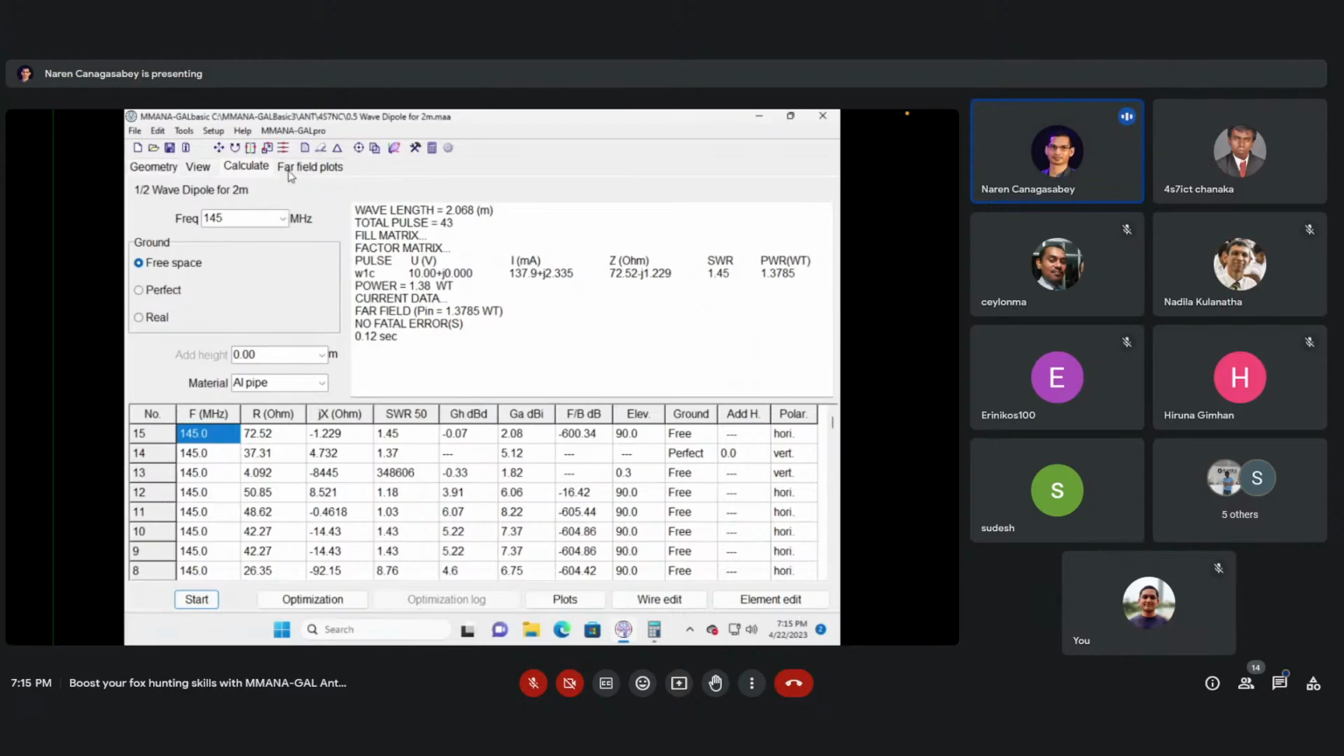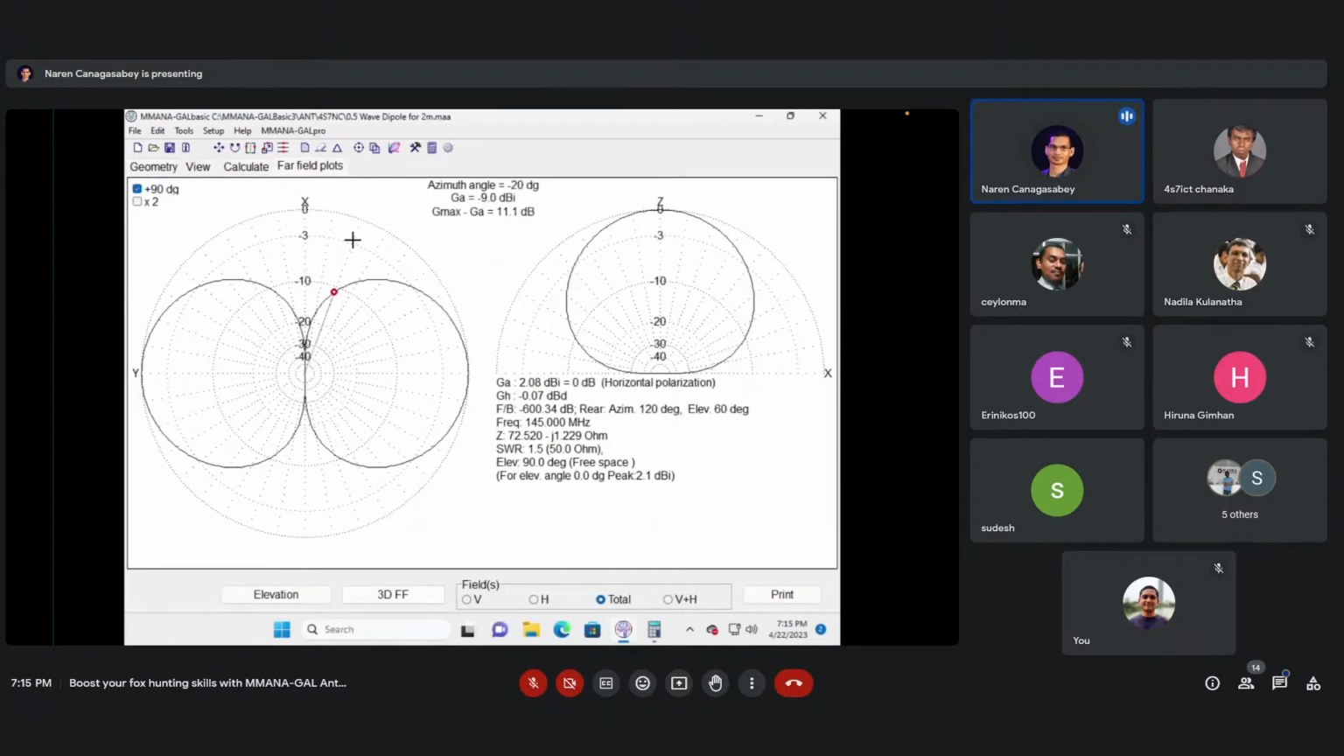So when we move into far field, you can see what the antenna radiation pattern looks like. You can see the two lobes. The dipole would be across the center here, like this, if you were to draw the dipole. And you can see the elevation plot as well. So maximum radiation is at 90 degrees, perpendicular to the plane of the dipole.